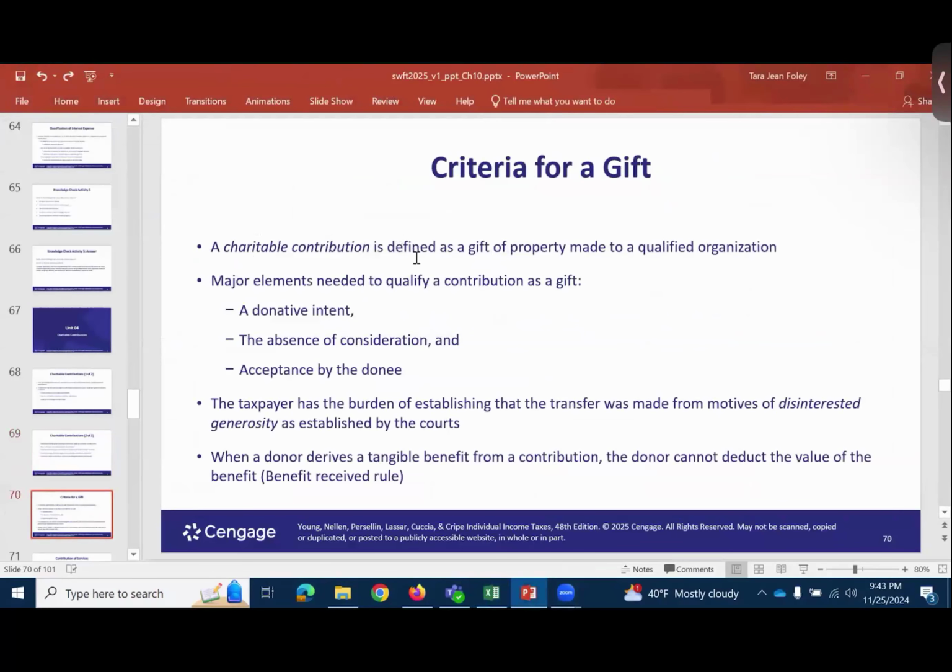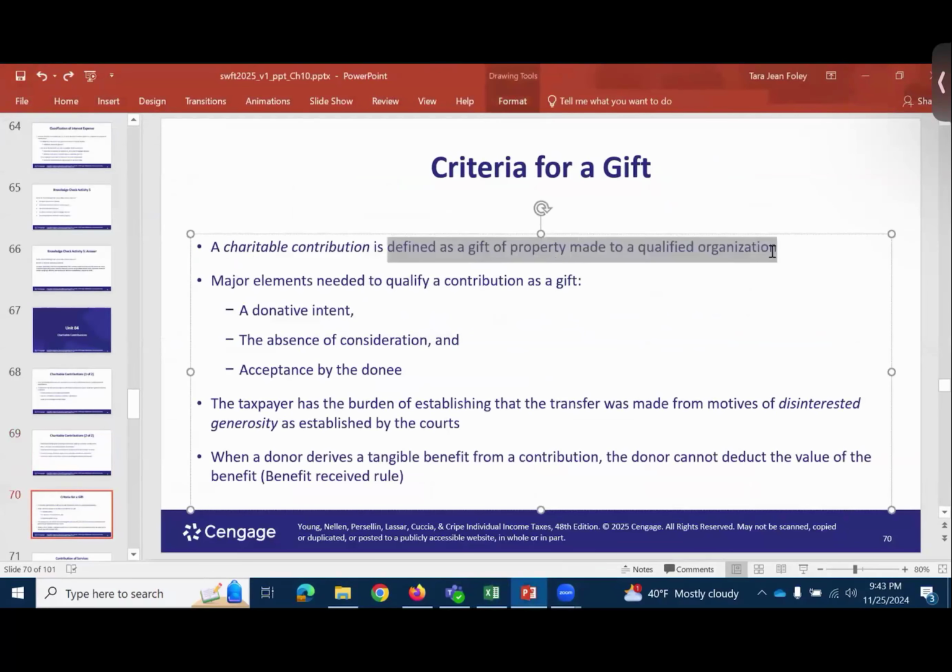A charitable contribution is a gift of property made to a qualified organization. You have to have a donative intent, meaning you're just donating it. You don't want anything back. There's no consideration coming back, and the donee will accept it. For an example, there are sometimes organizations that will donate to a charitable organization, but the charitable organization won't accept it.